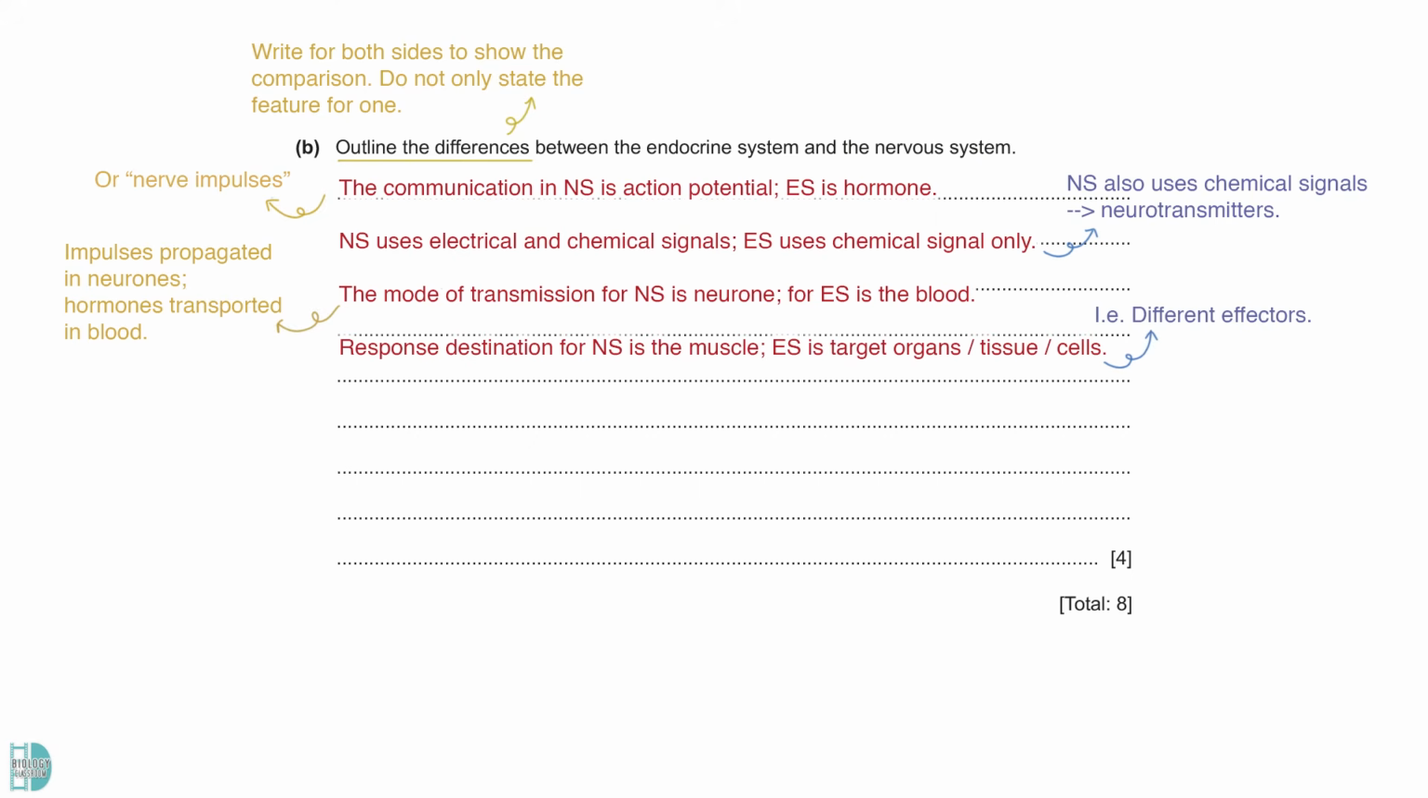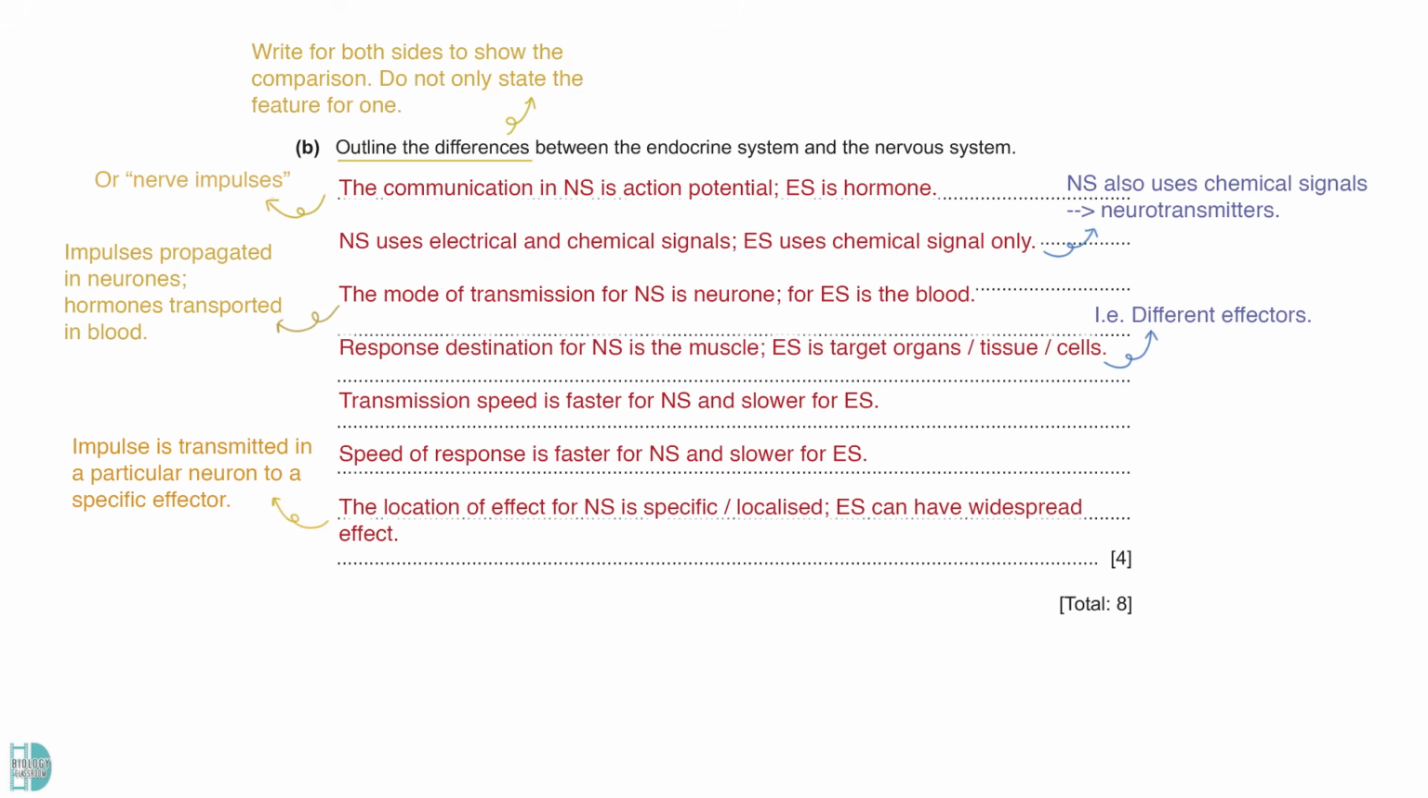The effectors are not the same. The response destination for the nervous system is the muscle, while the endocrine system targets specific organs, tissue, or cells. The transmission speed is faster for the nervous system and slower for the endocrine system. As a result, the nervous system responds more quickly.